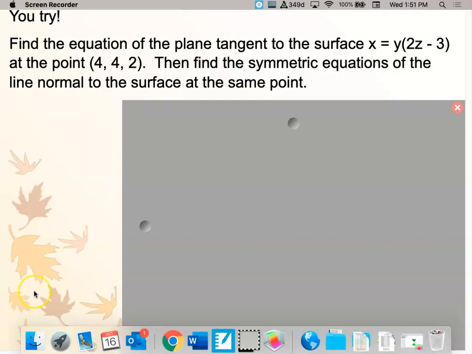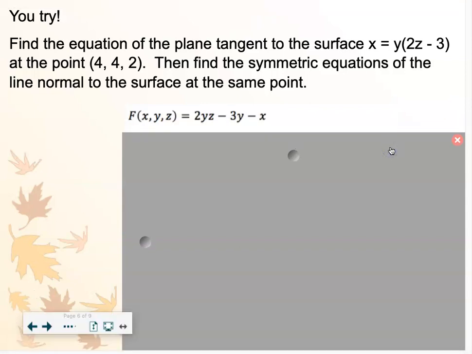Did you work the problem? Oh, that's fine, paper's fine. All right. So first thing that I did is I moved everything to one side. I just subtracted the x, but you could have subtracted the other stuff. It doesn't matter. You're going to get the same partials, just opposite signs, and a scalar multiple is fine.